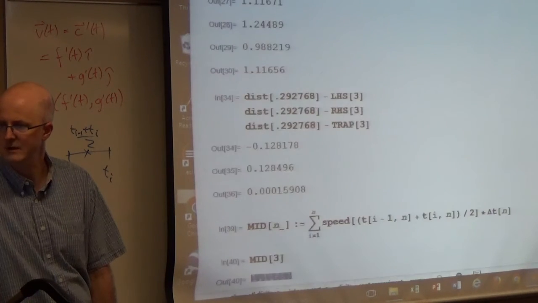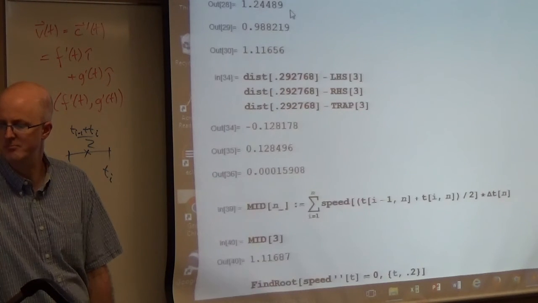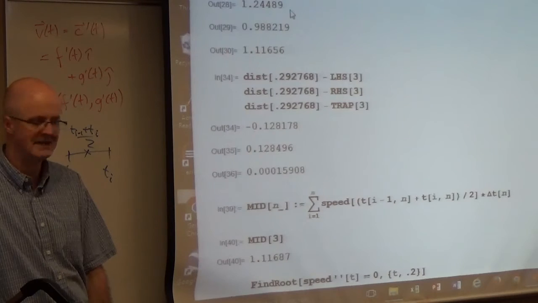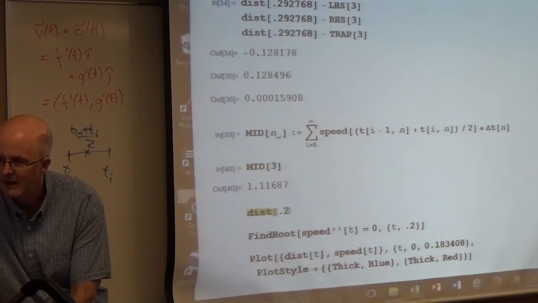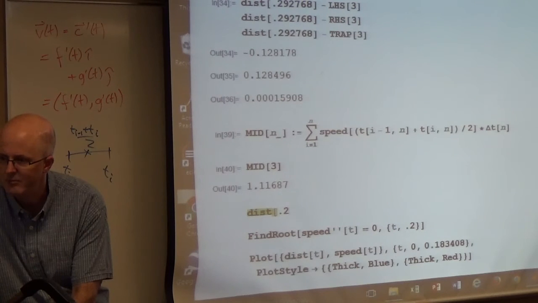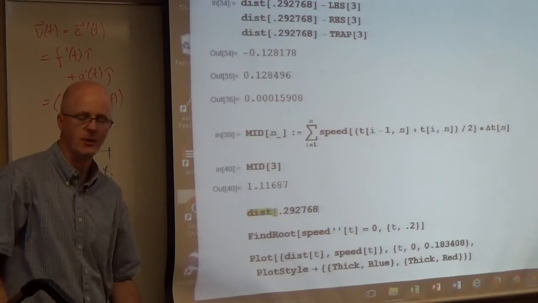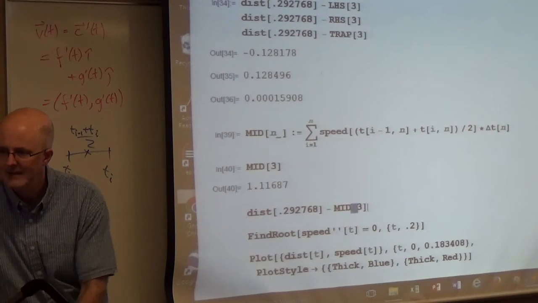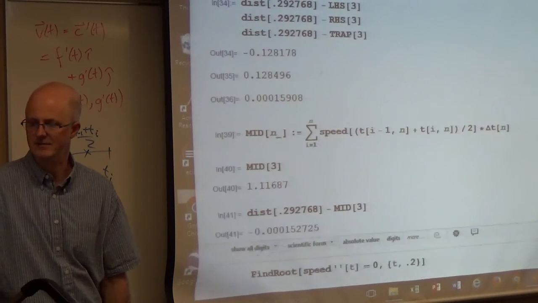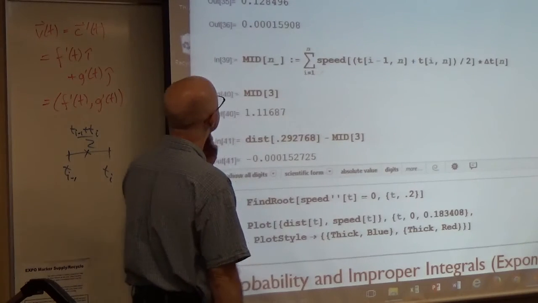Pretty close to the most precise answer here. A little off. A little too big, it looks like. So this difference, again, the 2.292768 is just the right end point of the interval on which the graph was decreasing. It's a little too big. This difference should be negative. And it is.